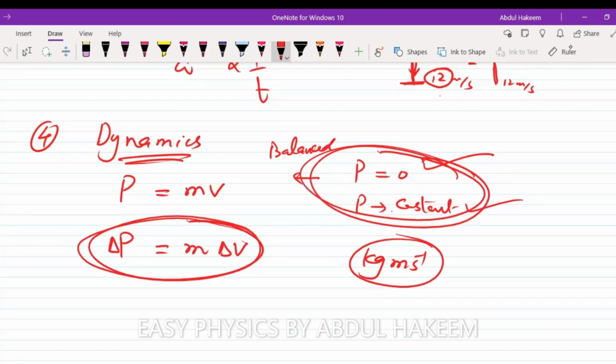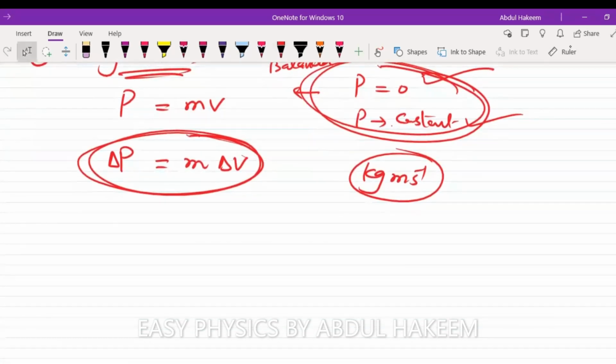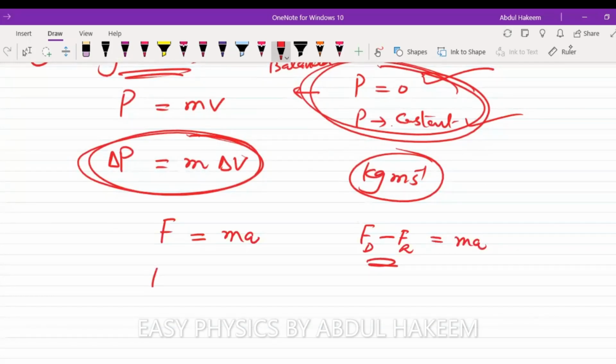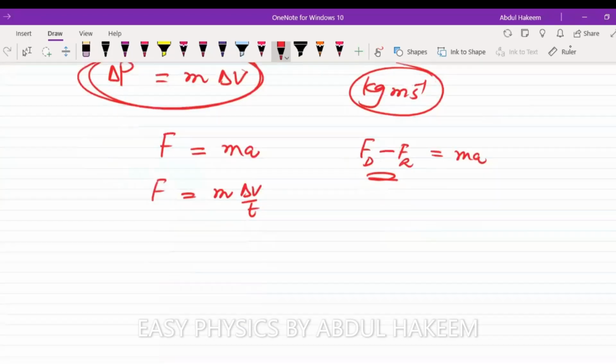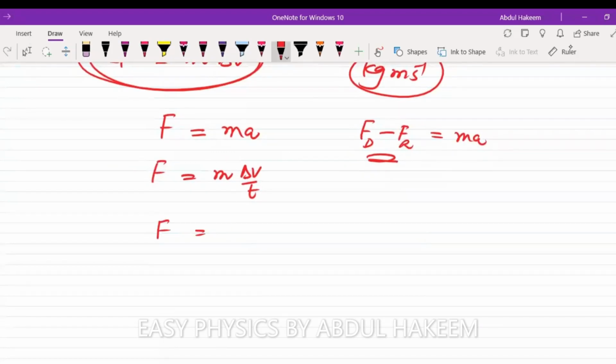But in the second law, the forces are unbalanced. So look, the change of momentum is m times delta V. Unbalanced force is required. So unbalanced force F is equal to ma, which is actually equal to driving force minus resistive force. Mean resultant force is equal to ma, so F is the resultant force. It can be written as F is equal to m times change in velocity divided by t. So F is equal to m delta V over t, mean change of momentum divided by time. So this is the important equation.